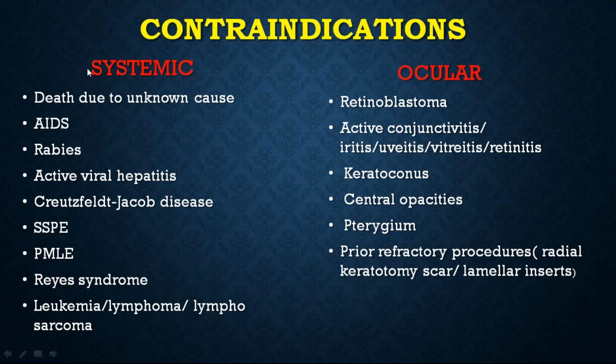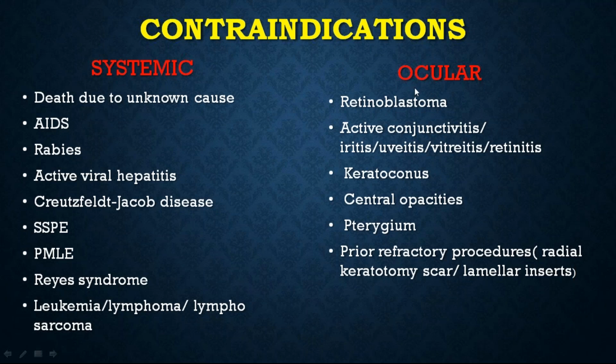These are all the systemic contraindications for collection of donor corneas: AIDS, rabies, hepatitis B, hepatitis C, active viral hepatitis, Creutzfeldt-Jakob disease, subacute sclerosing panencephalitis, Reye's syndrome, leukemias, lymphomas, and lymphosarcoma. These are all the systemic contraindications for collection of the donor corneas.